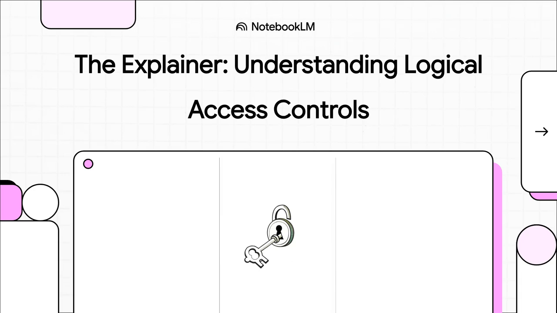All right, let's jump right in. Every single time you log into a website, open a file, or even just use an ATM, there's this invisible web of rules deciding what you can and can't do. These are called logical access controls, and they're kind of the secret gatekeepers of our digital world. So today, we're going to pull back that curtain and see exactly how they work.